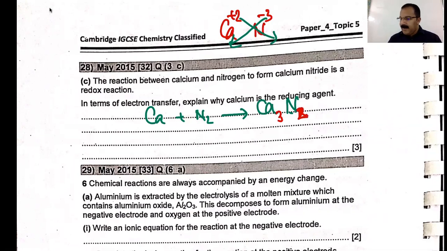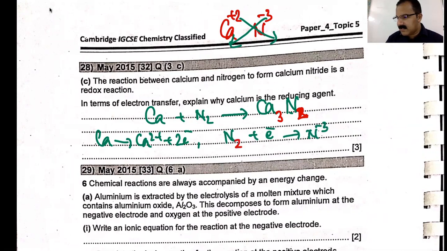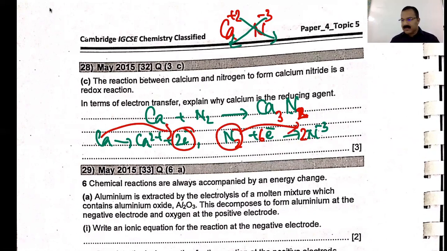In terms of electron transfer, explain why calcium is the reducing agent. And it's a metal non-metal reaction. So calcium becomes Ca2 plus plus 2 electrons. Nitrogen, of course, gaining electrons to become N minus 3. If you want to write a balanced equation, N2 plus 6 electrons gives 2N minus 3. Now the question is explain why calcium is a reducing agent. So calcium is providing electrons for nitrogen to undergo reduction. That's your answer.